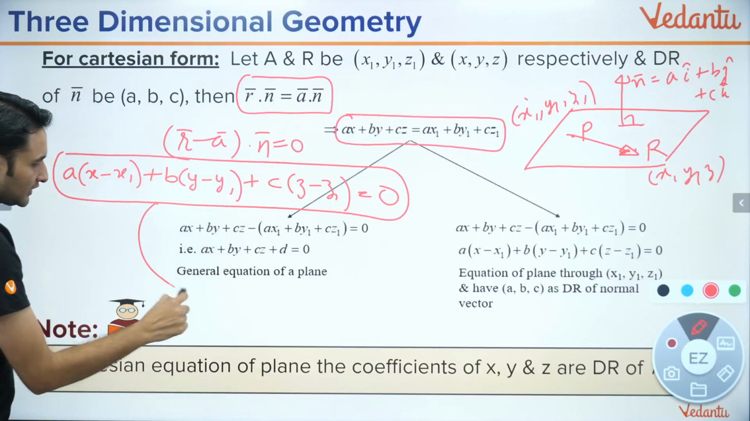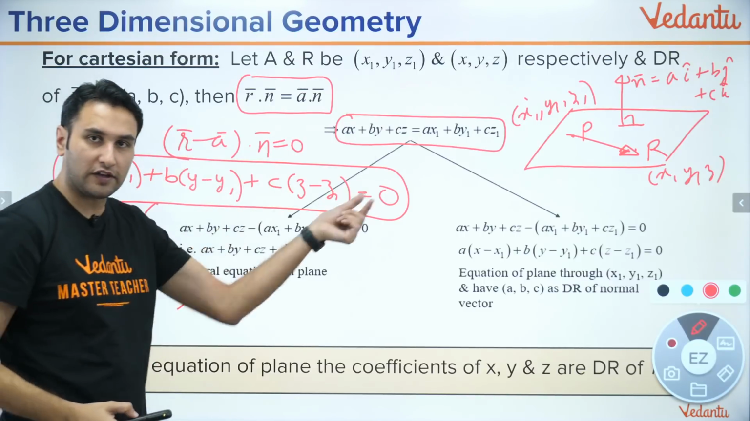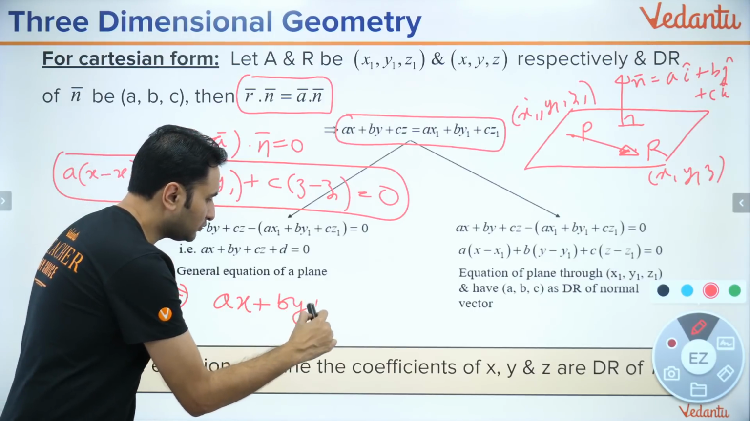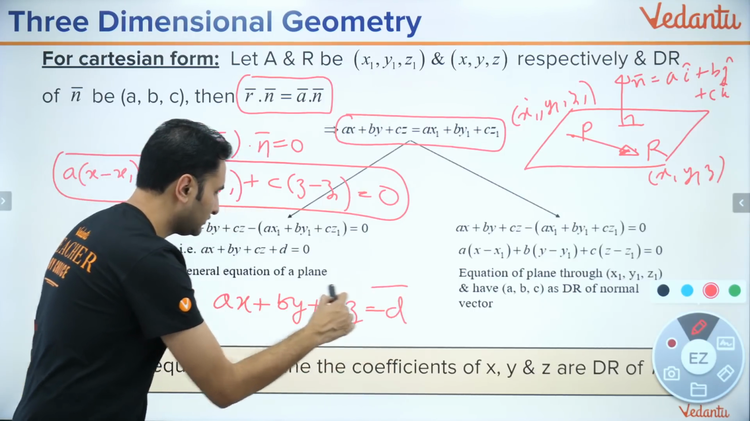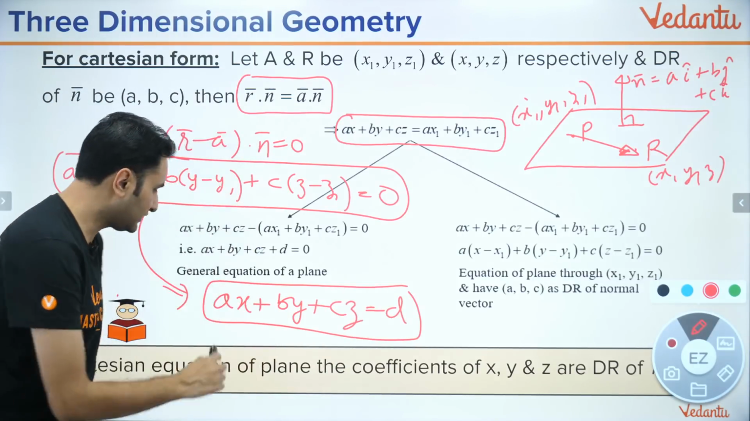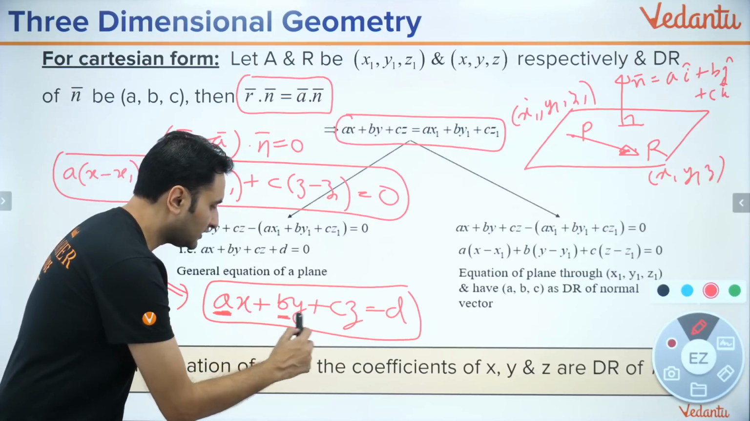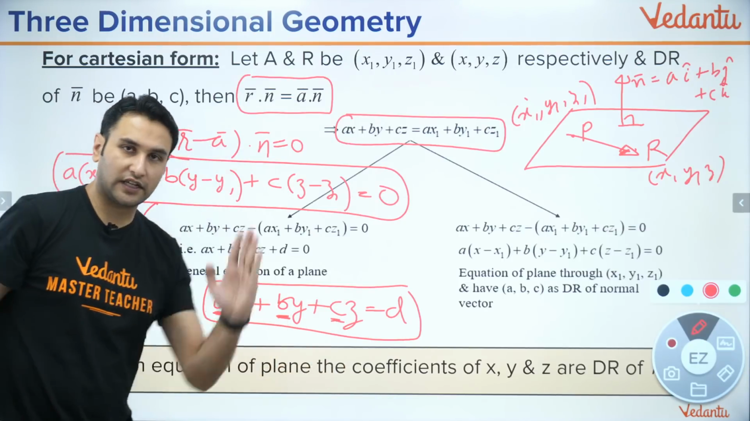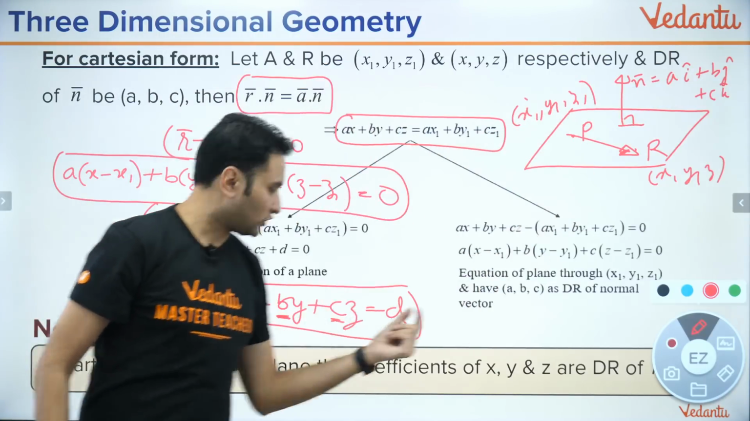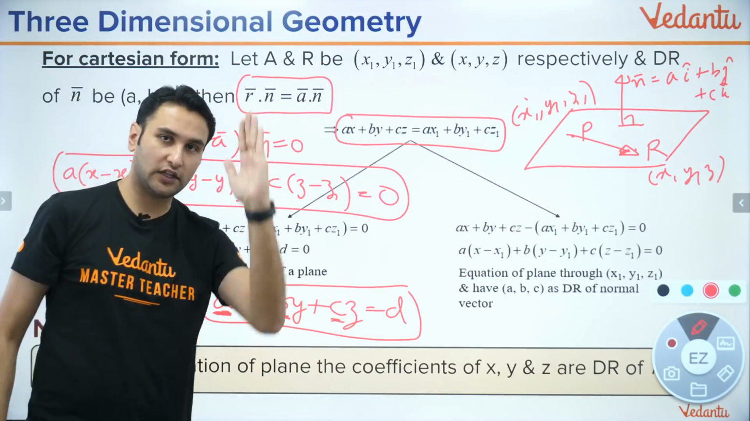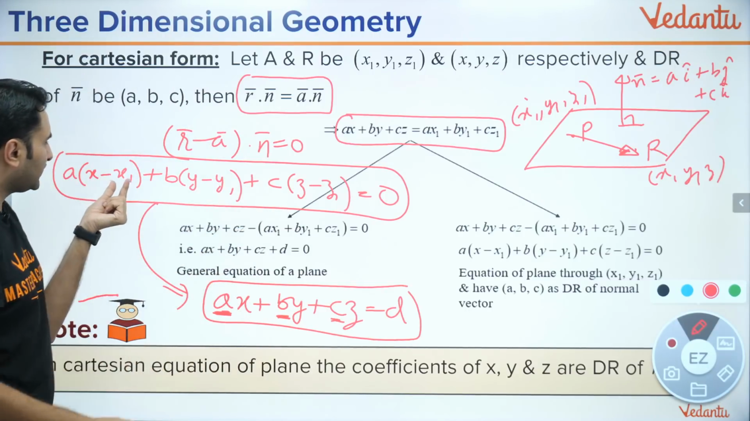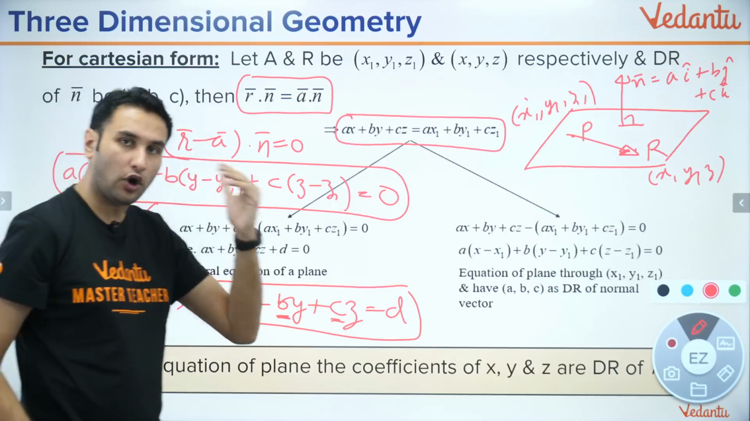Can also be written as, if I take ax1, by1, cz1 on the other side, ax plus by plus cz is equal to d. What is ABC? Important to note. What is ABC? This represents the direction of the normal. ABC, so the coefficients of x, y, z represent the normal of the plane. Okay? If I write it in this form, what is x1, y1, z1? A point on the plane.